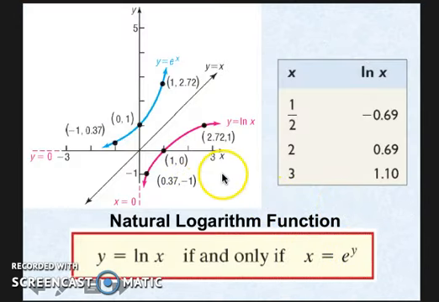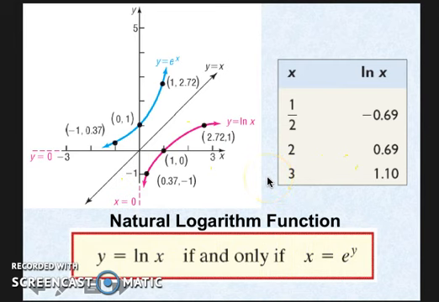This is the graph of the natural log function. Y equals natural log of x. Natural log is the log with base e. This is how it looks. The point (1, 0), this x-intercept will always be there. Then (e, 1) and (1 over e, negative 1). These 3 points will always be there on the graph. That's what it looks like.